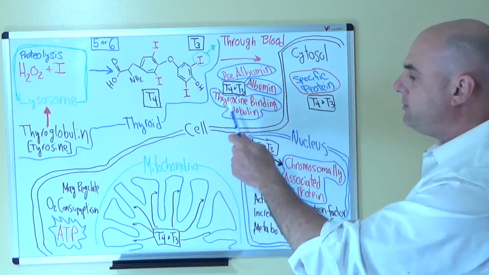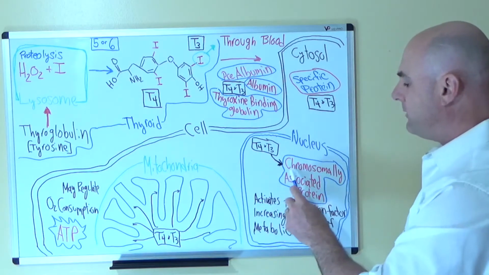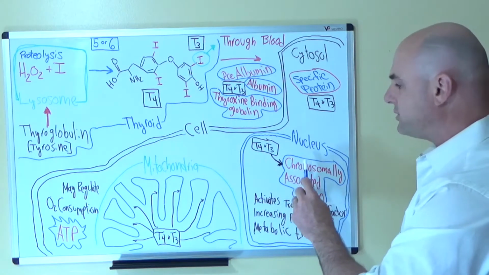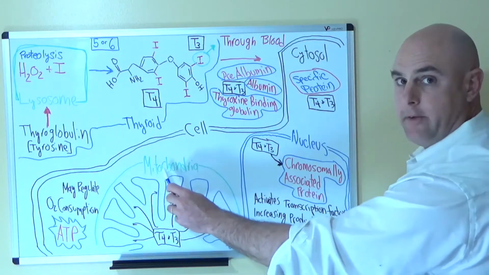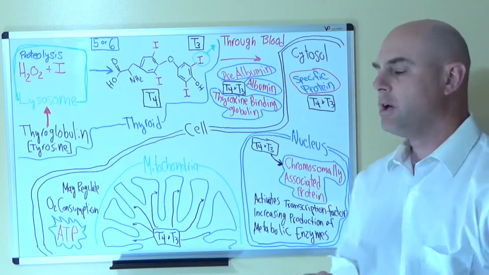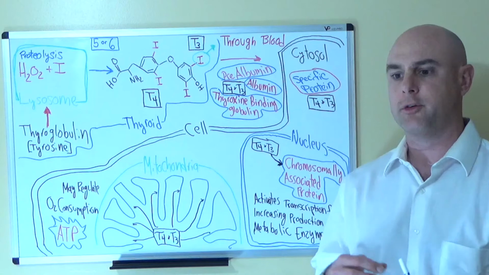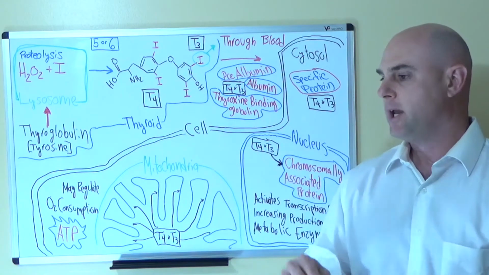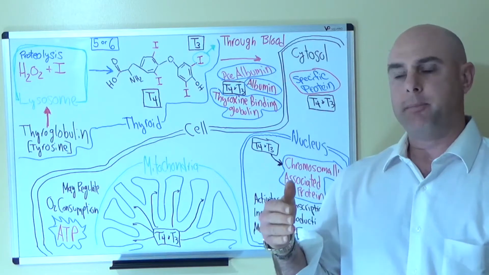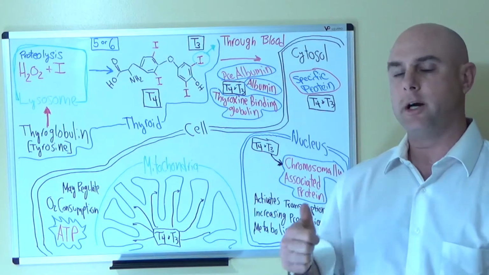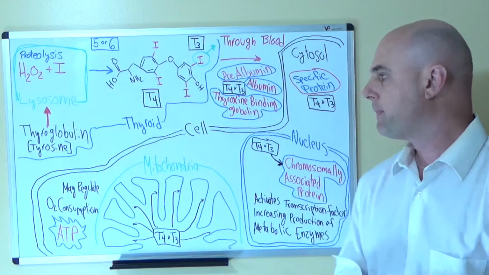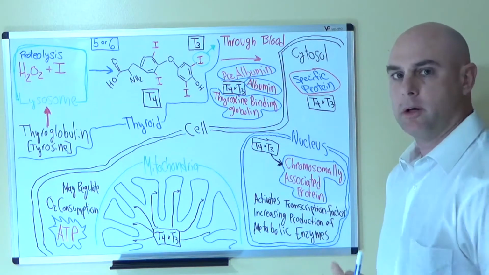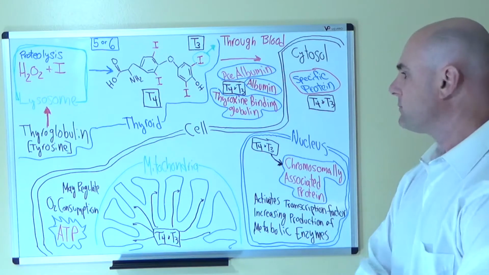So T4 and T3 have receptors both inside the nucleus and inside the mitochondria. Generally speaking, T4 and T3's function in the body is to increase metabolism, but apparently T4 and T3 do not increase the metabolism in the brain. So we're talking about tissues outside the brain.